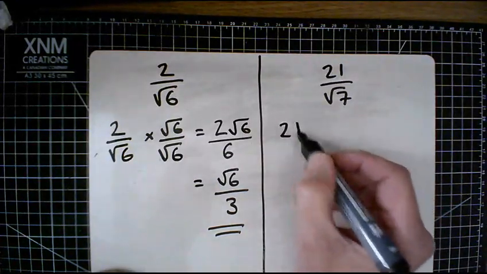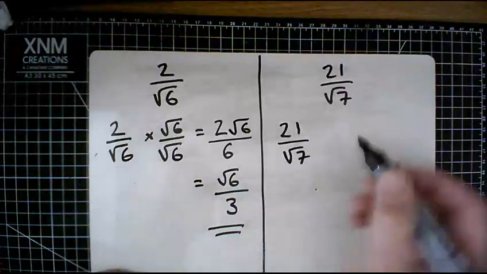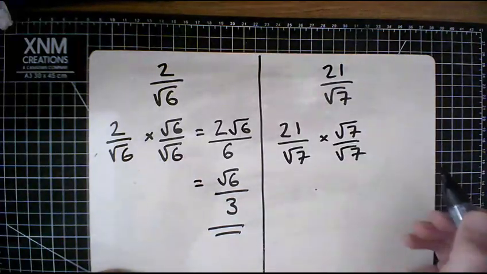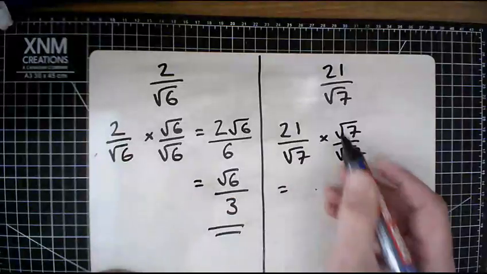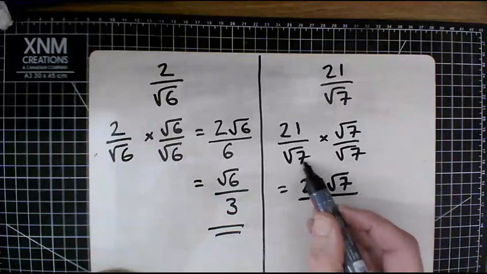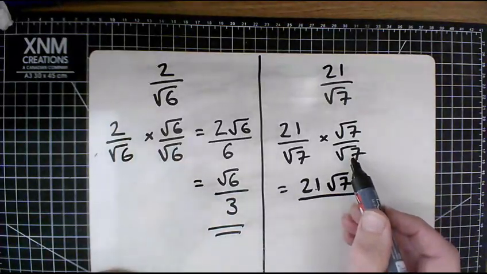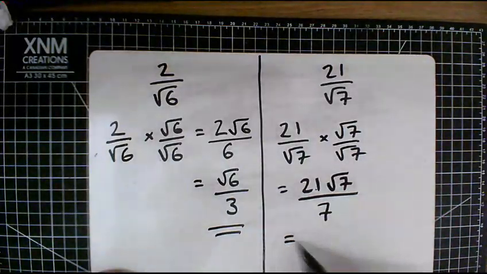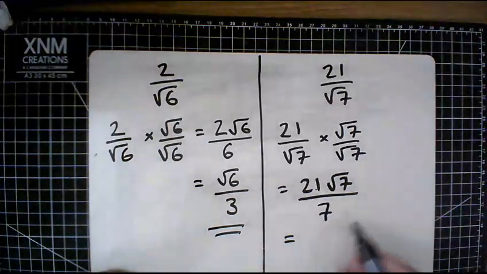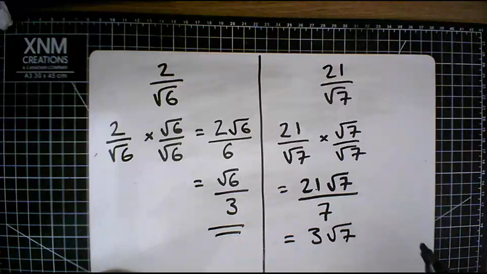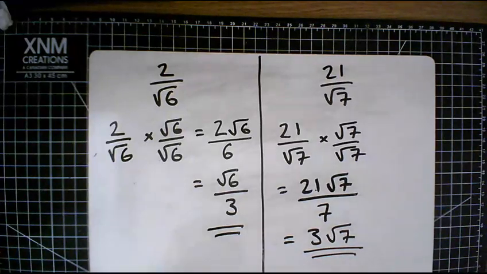So we have 21 over the square root of 7. So I'm simply going to multiply it by the square root of 7 over the square root of 7. And that will give me 21 root 7 over the square root of 7 times the square root of 7 is the square root of 7 squared, which is just 7. And then I can cancel that, divide by 7 on the top and the bottom. 7's into 21 go 3, so we've got 3 root 7, and 7's into 7 go 1. So I'm just going to keep it as 3 root 7.